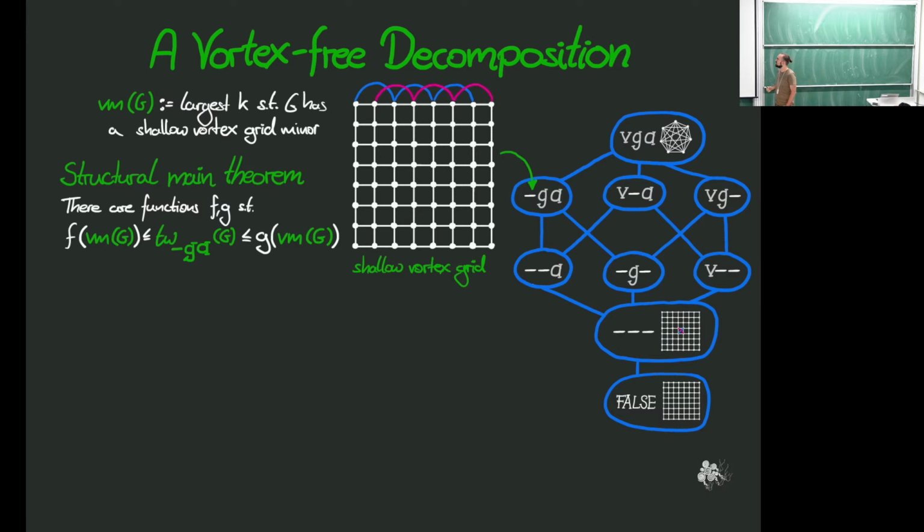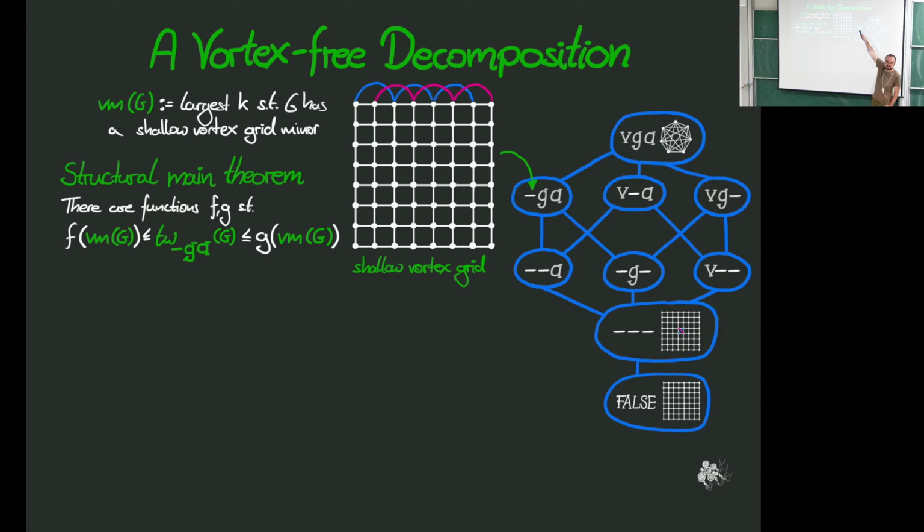Yes, I was a bit too fast. Just as a statement, I want to introduce what we are actually proving. Here's this guy again that we had before, a big grid with these small jumps on the top. I call this a shallow vortex grid. The size of the grid is k, this is a square grid, k by k with these guys on top. And I can define a parameter for graphs. I say Vm of G is the largest number k such that G has a shallow vortex grid minor of order k, meaning the k by k grid completed with these jumps on top.